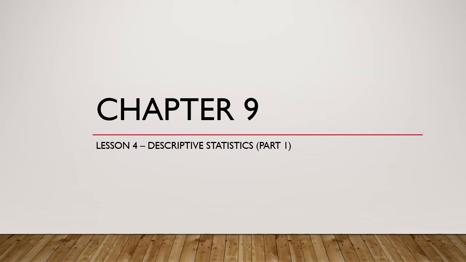This is Chapter 9, Lesson 4 on Descriptive Statistics, and this is Part 1. In this section, we're going to cover the mean, median, mode, and range of a data set.